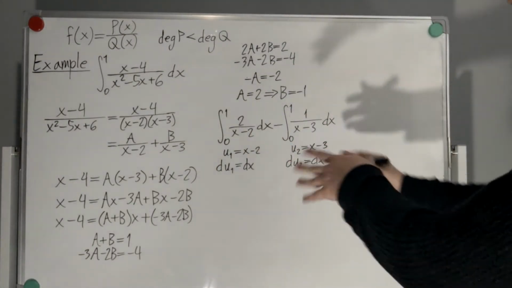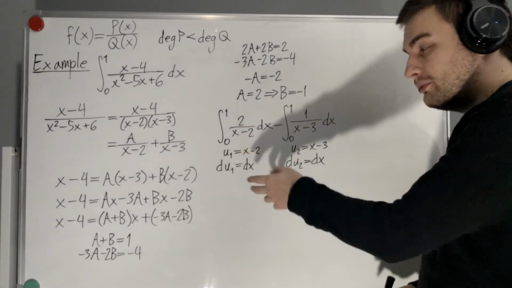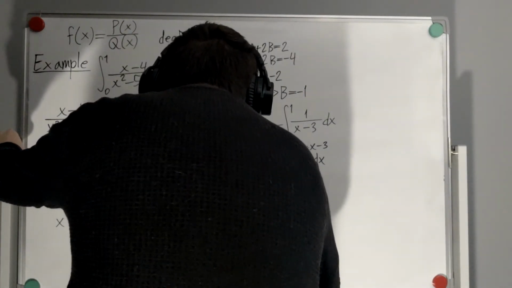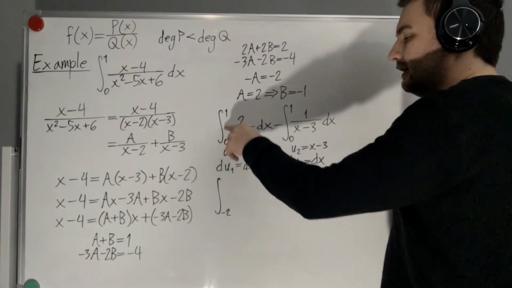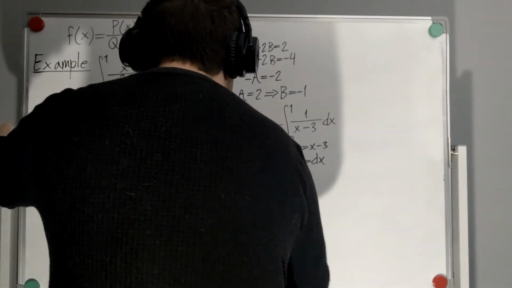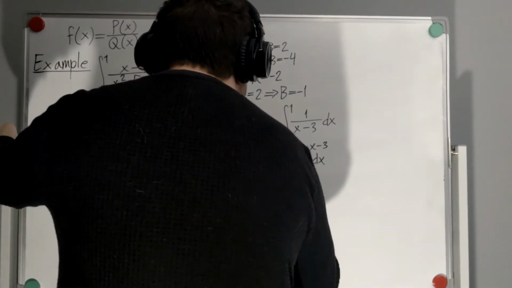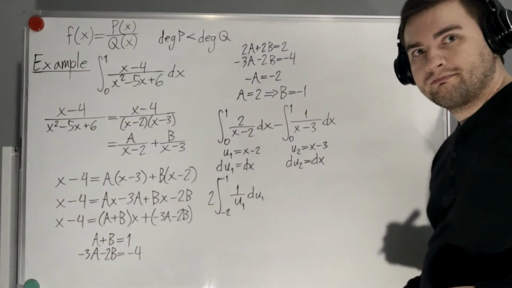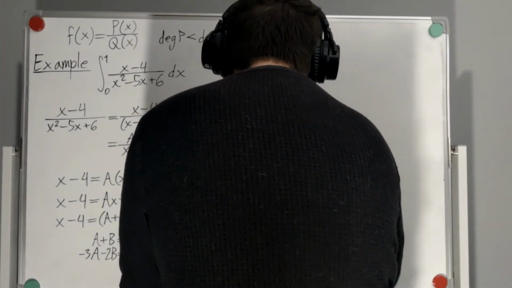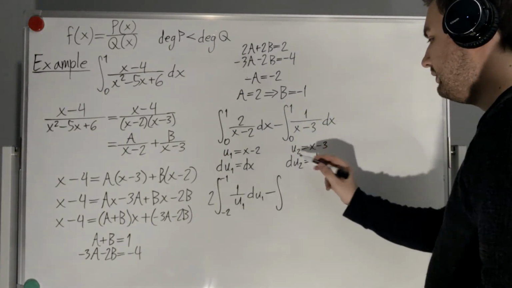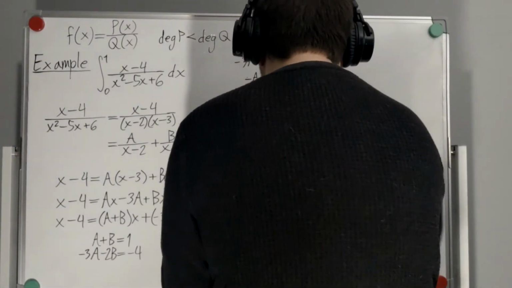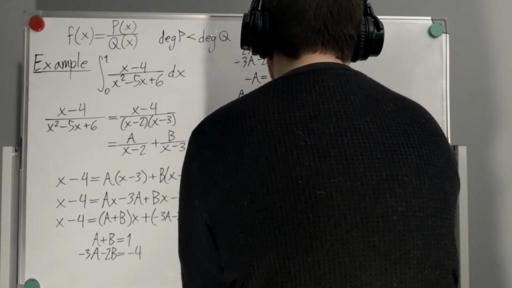So then, and by the way, these bounds change too. When x equals 0, then u1 is negative 2. So this is going to be the integral from negative 2. And then when x is 1, u1 is negative 1. So this is going to be from negative 2 to negative 1 of 2 divided by 1 over u1 du1. At the same time, we're going to have this one over here, so this is going to be minus the integral of, let's see, when x equals 0, u2 is negative 3. And then when x is 1, u2 is negative 2. So this becomes 1 over u2 du2.